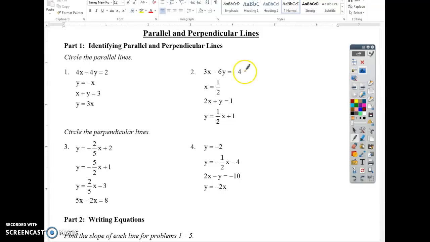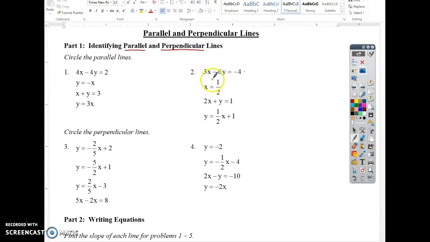Okay? This one, we're going to solve for y. This one, we're going to solve for y. This one, we're going to solve for y. And this one, we're going to solve for y, because we're looking for the slopes of parallel and perpendicular lines.